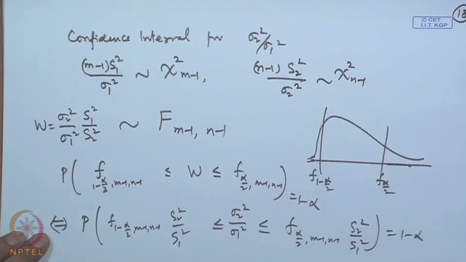that is equal to 1 minus alpha. So, we get the 1 minus alpha level confidence interval as the left hand limit F 1 minus alpha by 2 on m minus 1, n minus 1 degrees of freedom times S 2 square by S 1 square, and the right hand limit F alpha by 2, m minus 1, n minus 1 times S 2 square by S 1 square.